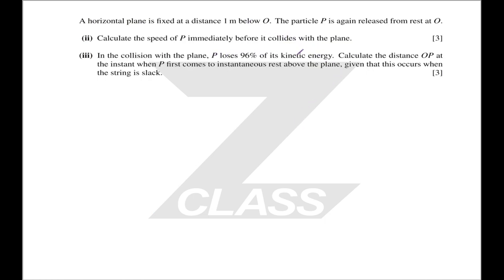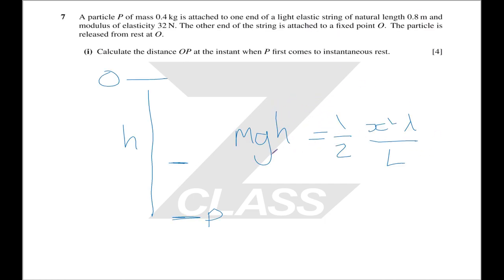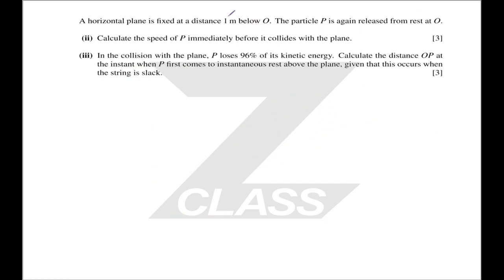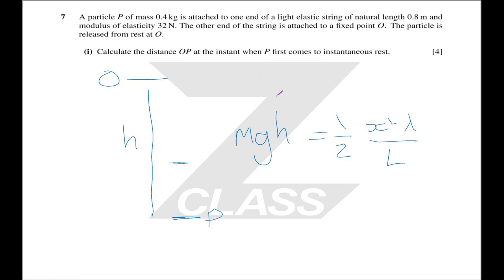A horizontal plane is fixed at a distance 1 meter below O. The particle P is again released from rest at O. Calculate the speed of P immediately before it collides with the plane. So, immediately, this tells you to go back and check. Hopefully, our answer H was larger than a meter, because we're told that it's going to collide with our 1 meter plane. Calculate the speed immediately before it collides with the plane.